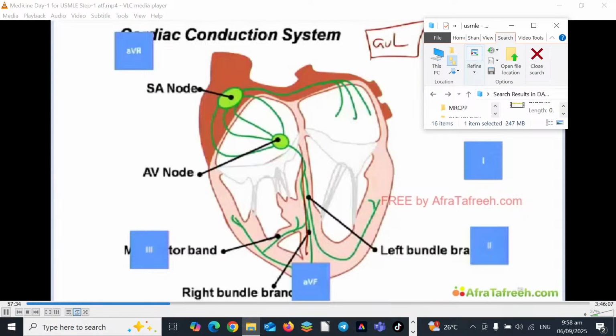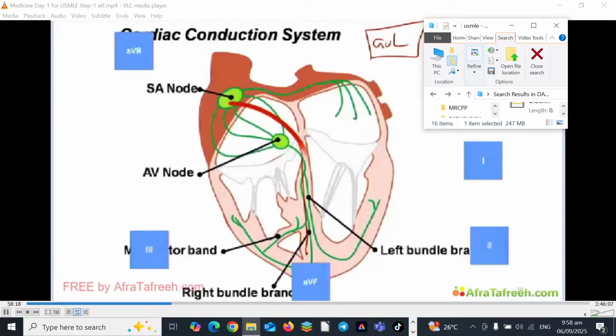Towards your left ventricle are leads 1, 2 and AVF. As you can see from the diagram, it is 1, 2 and AVF. AVR is placed upwards and lead 3 is to the right. The basic concept of an axis is wherever the current flows to, that lead will become positive. Wherever it flows away from, there it will become negative. This is the basic concept.